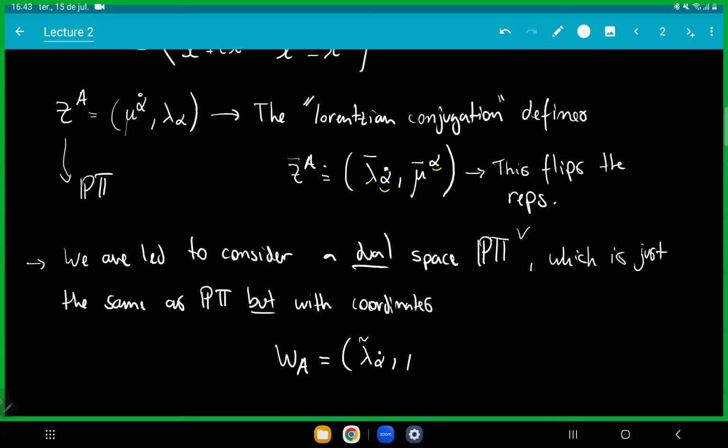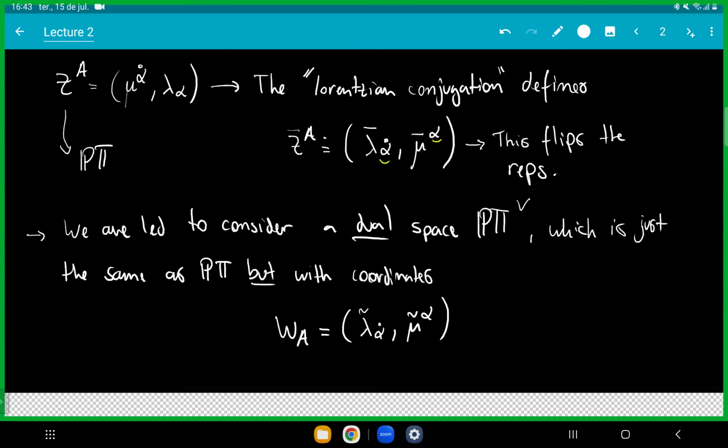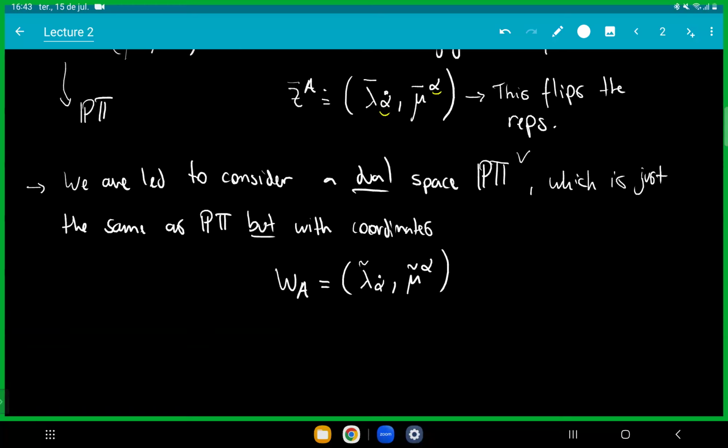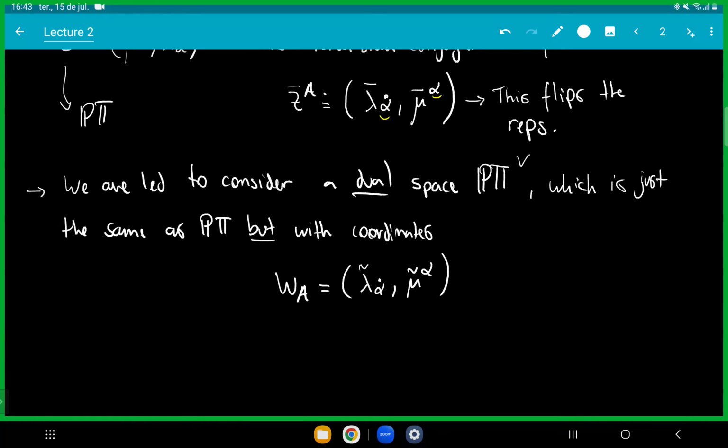So this is the guy that I'm coordinatizing with the coordinates in exchanging the representations, just raising and lowering the indices. So naturally, we have an inner product between these guys.